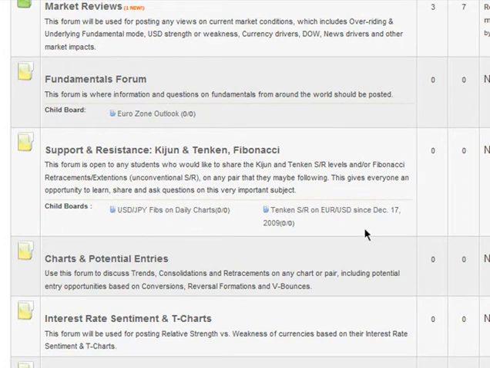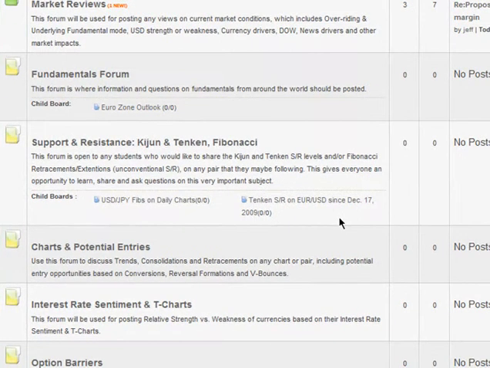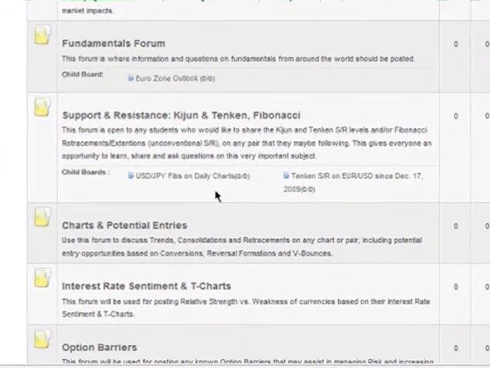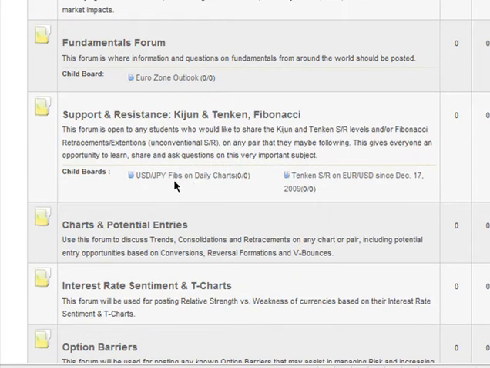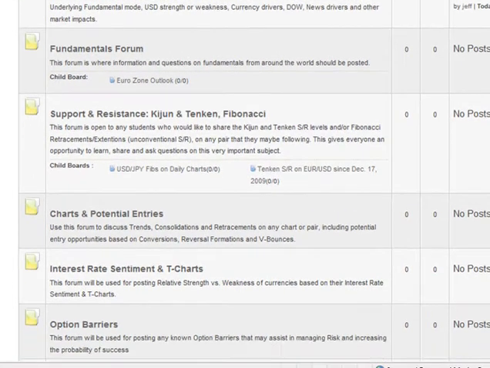Support and resistance, Kijun and Tenkan and Fibonacci. And like I said, we're doing both conventional and unconventional. And this is really the child boards, one for the dollar yen, and another one, Tenkan support and resistance on euro dollar. And so you can actually have topics underneath these boards. So we'll get to that in just a minute.